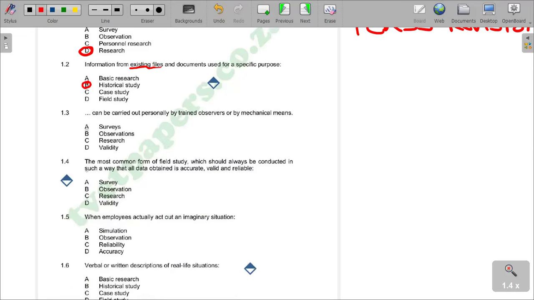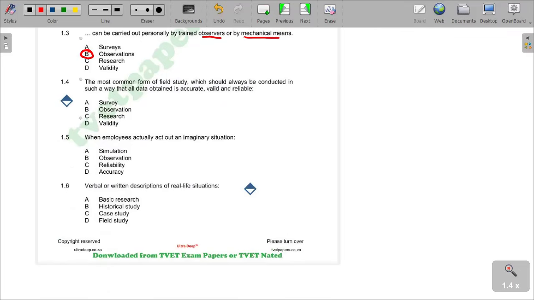So let's go to 1.3. It can be carried out personally by trained observers, or it can be by mechanical means. So what can be carried out by trained observers, that's what you call observation. People who are trained can be able to carry out observations.